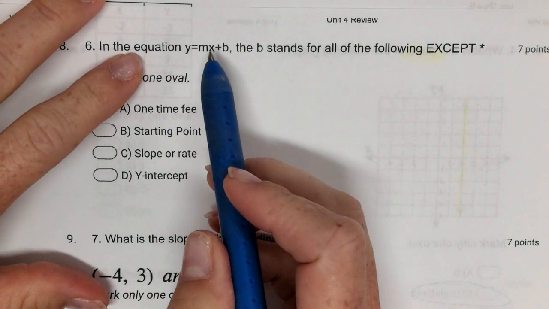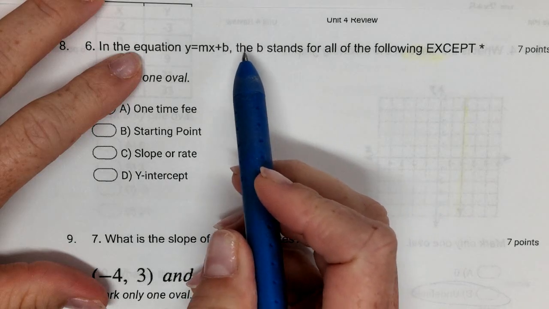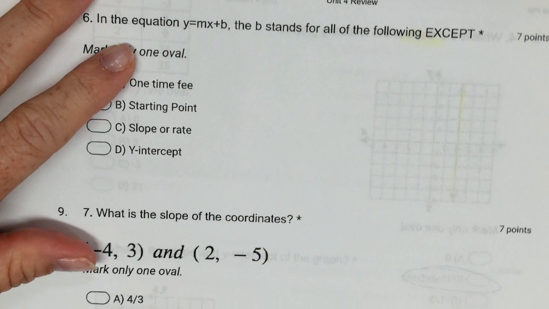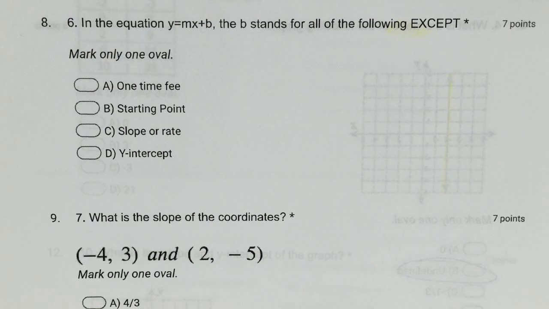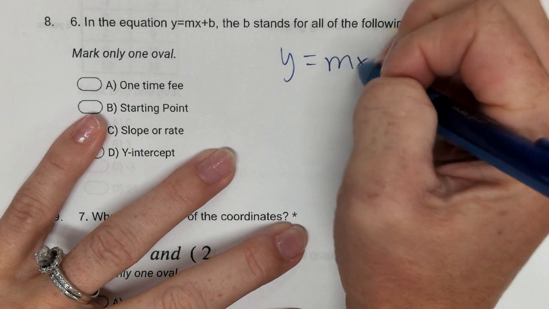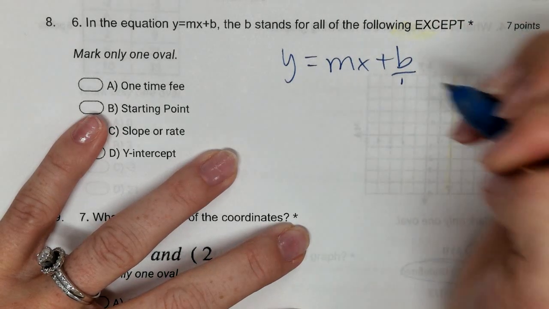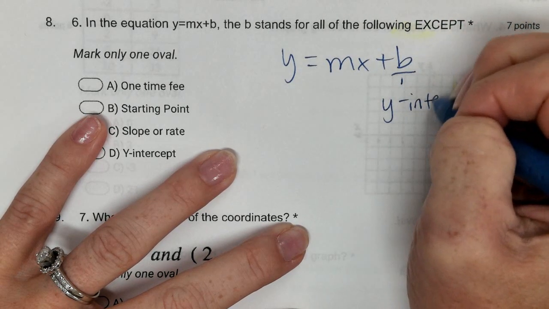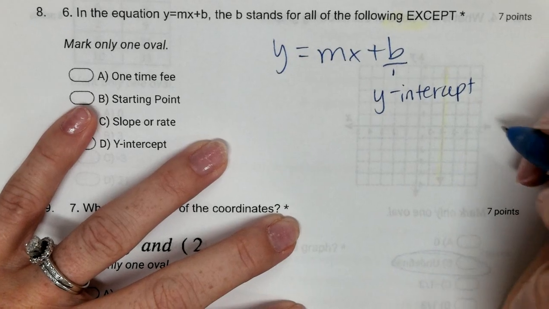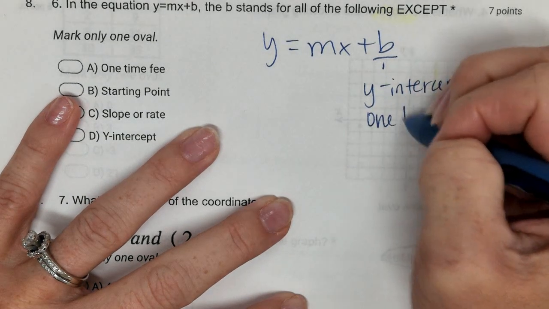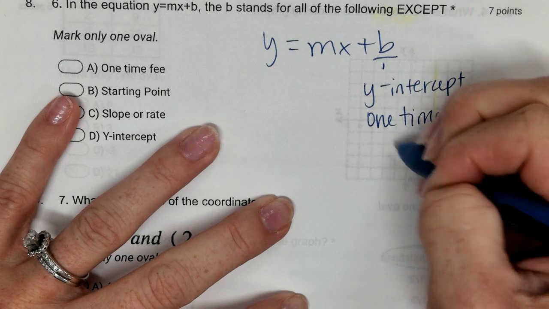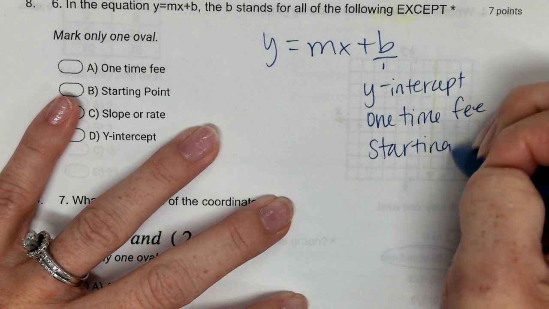In the equation y equals mx plus b, the b stands for everything except, so let's go write it out. In y equals mx plus b, what does the b stand for? Y-intercept. What else? We learned this during our equations. Say it again. One-time fee and starting point or starting amount, either way.